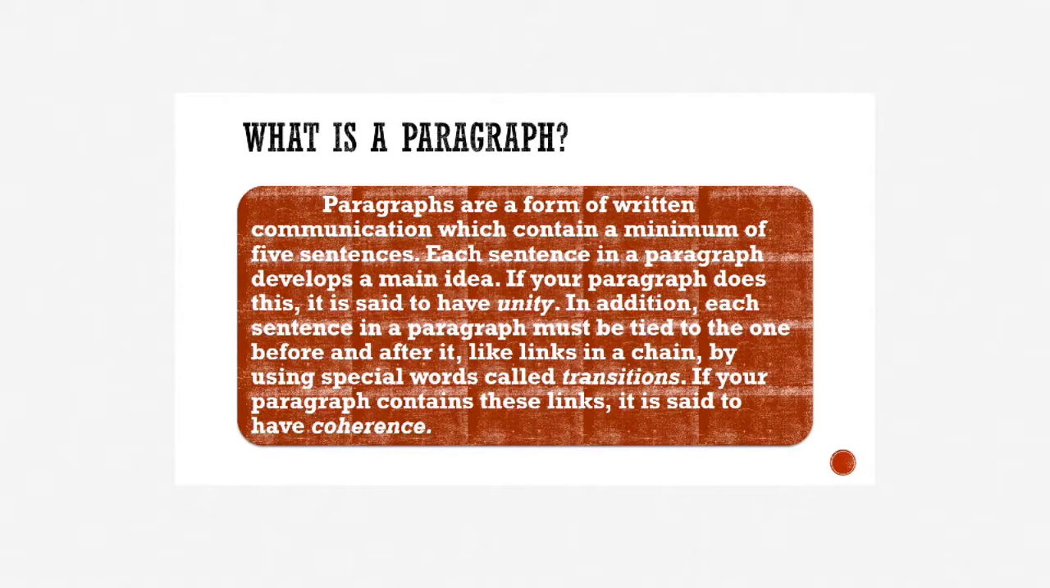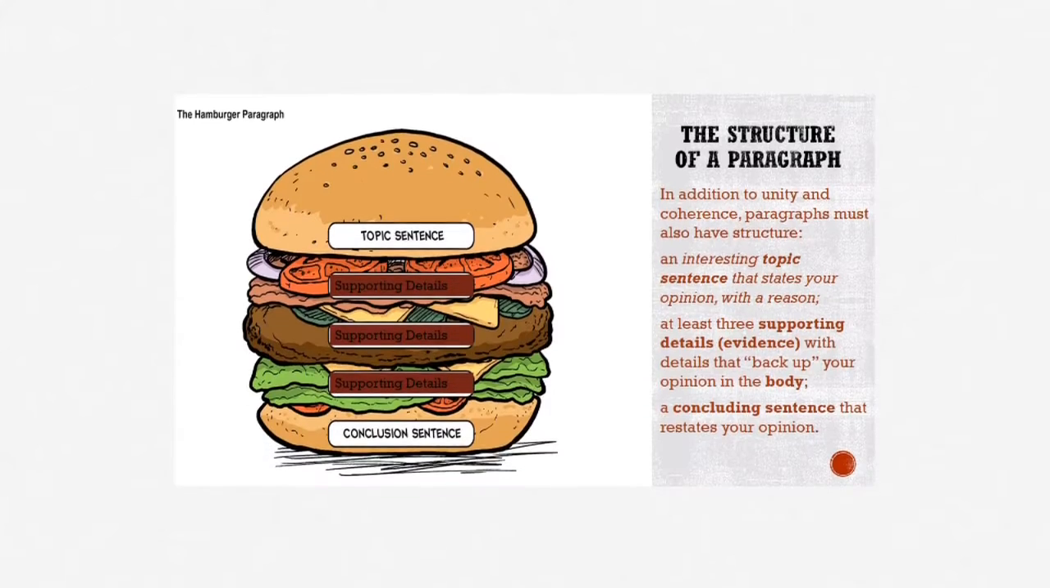What is a paragraph? Paragraphs are a form of written communication which contain a minimum of 5 sentences. Each sentence in a paragraph develops a main idea. If your paragraph does this, it is said to have unity. In addition, each sentence in a paragraph must be tied to the one before and after it, like links in a chain, by using special words called transitions. If your paragraph contains these links, it is said to have coherence.